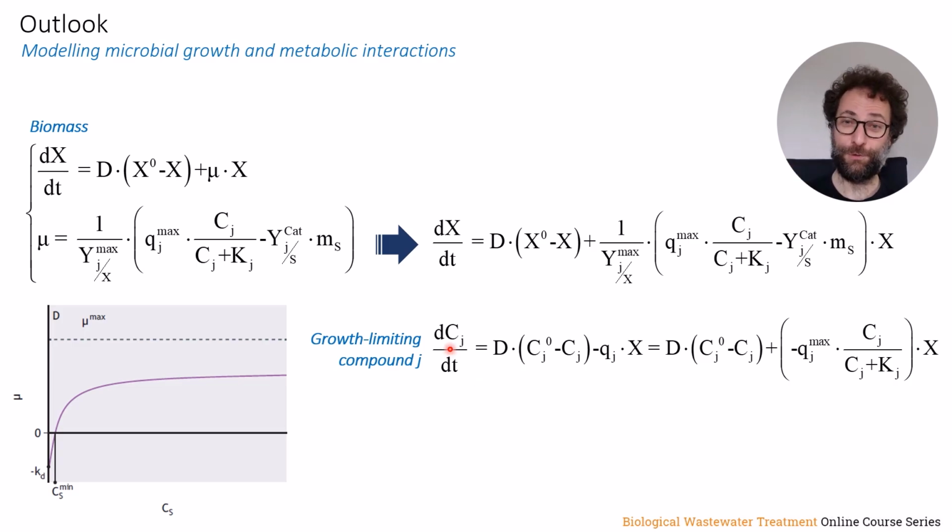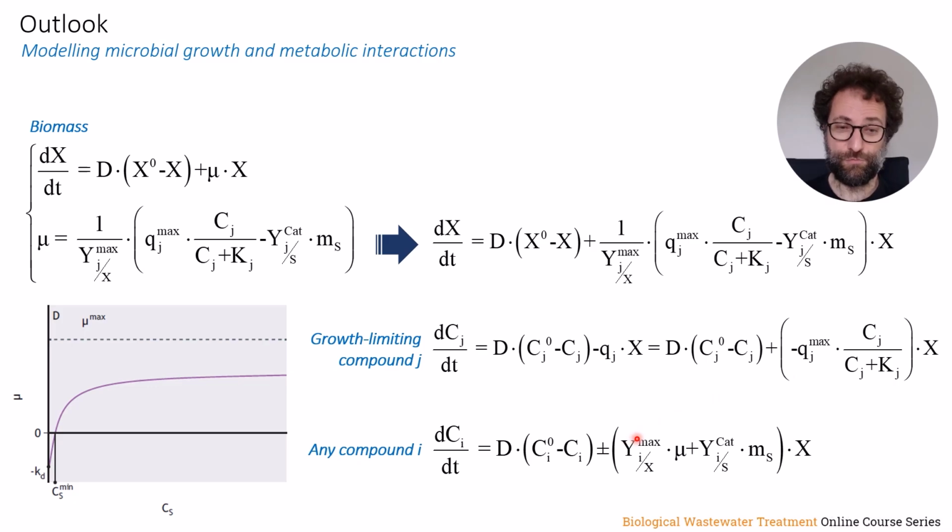And with the Monod term, we know what it looks like. Finally, all the other compounds will be consumed according to the rate at which the growth-limiting compound is consumed based on stoichiometry. Therefore, the rate of their consumption or production is simply given by the Herbert-Pirt equation.